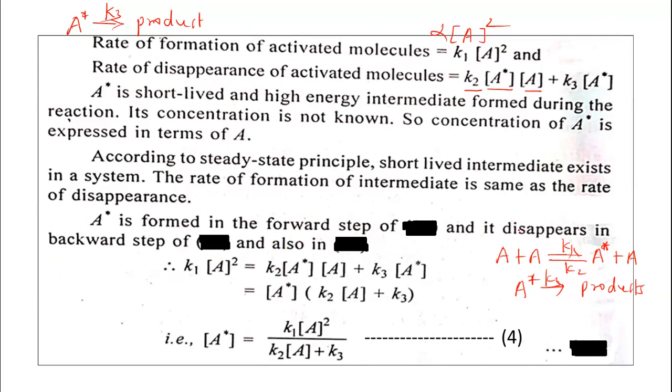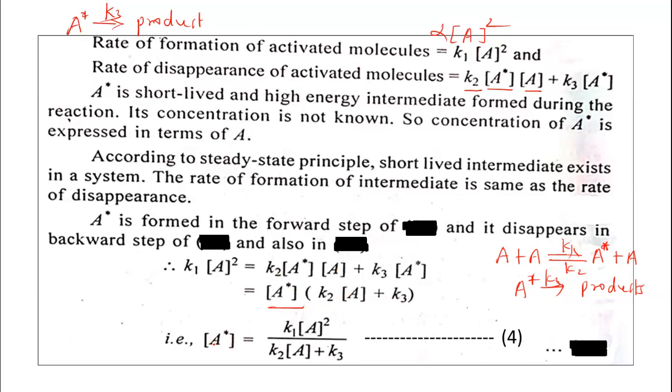K2 into A star into A, and K3 into concentration of A star. So we can write here K1 into A square is equal to K2 into A star into A plus K3 into A star. We can simplify, A star is common here. You can take this A star common. In bracket, we can write K2 into concentration of A plus K3. So according to this, we can find out the concentration of the A star.